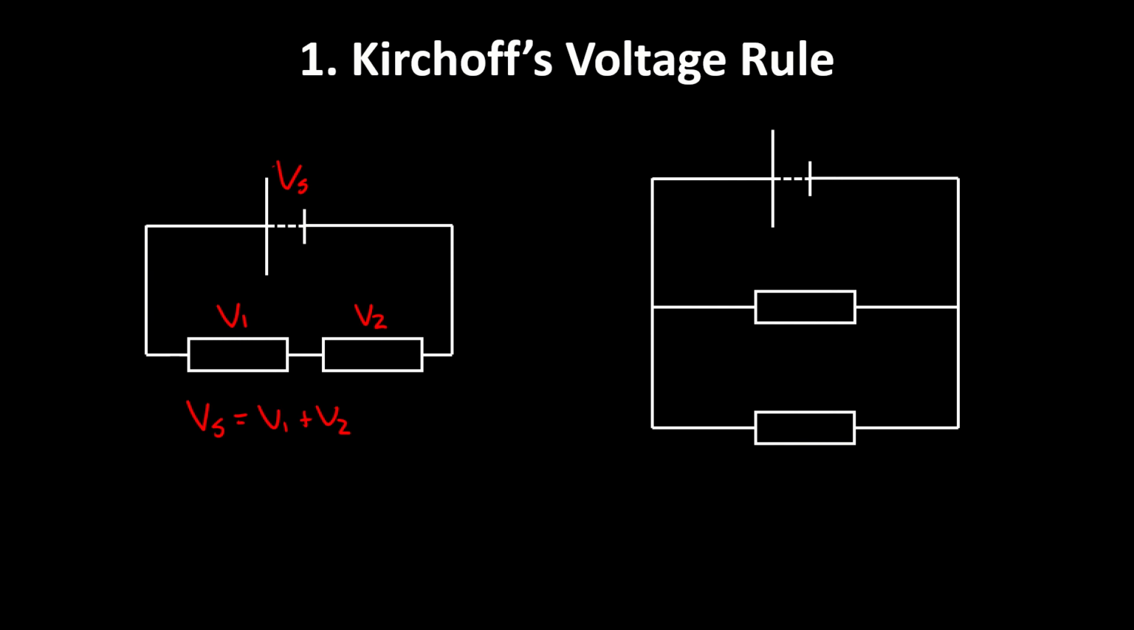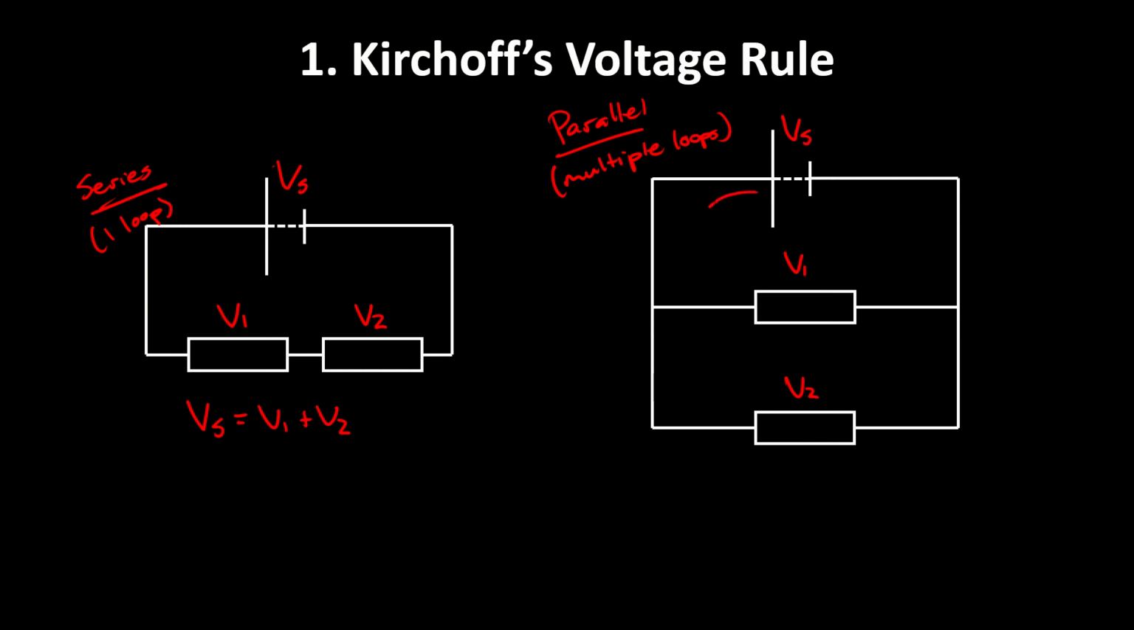In parallel, however, if we had the same thing, so we've got our supply voltage and we've got V1 and V2, but in the series circuit, there's only one loop, okay? So in series, there's only one loop. There's only one path for current to flow around that circuit. In parallel, though, there are multiple loops.